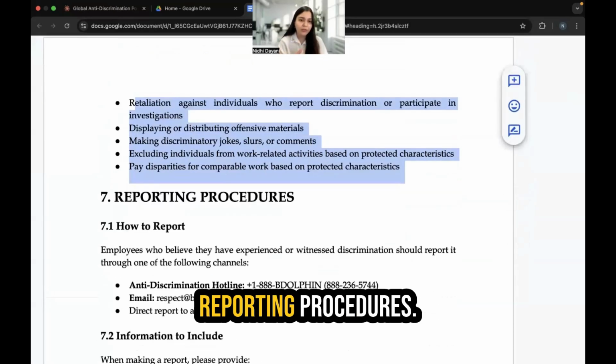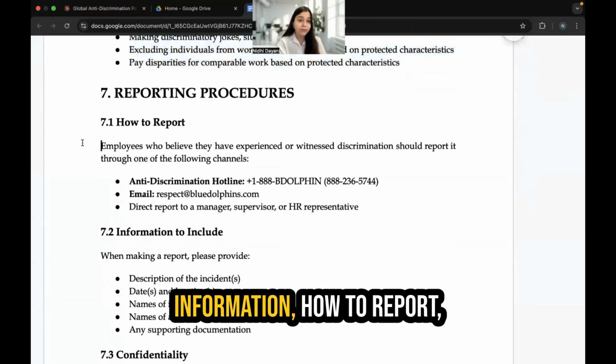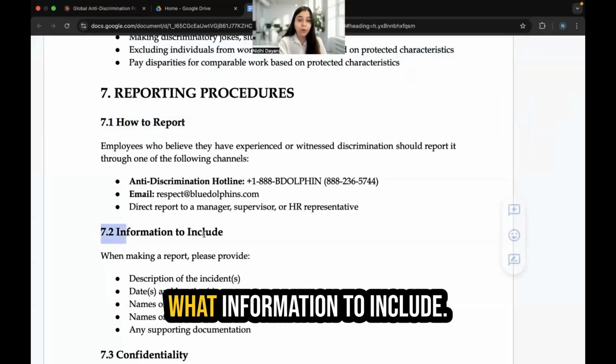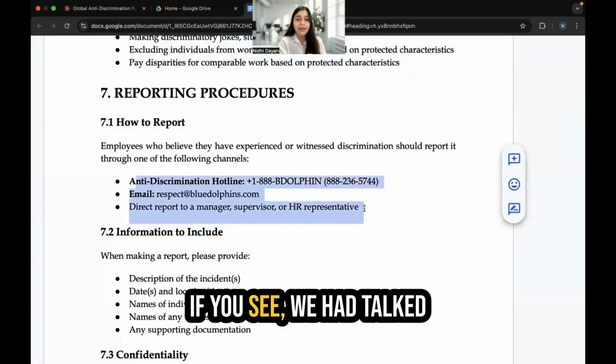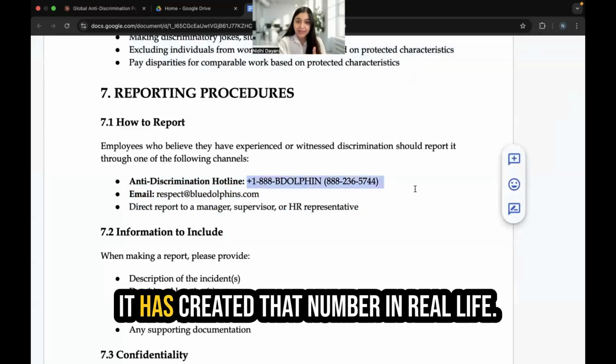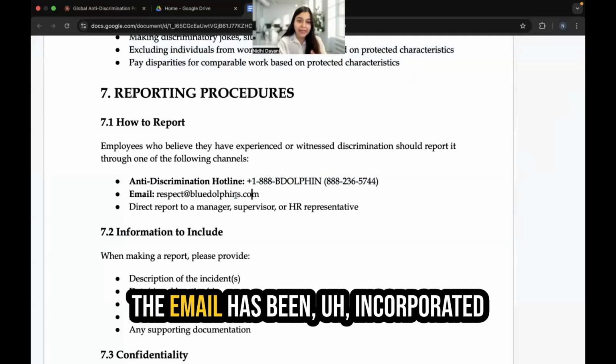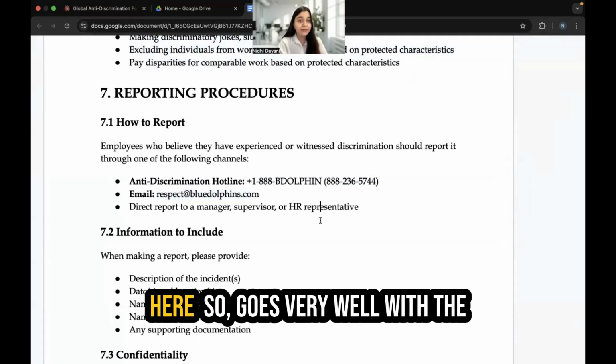Then we move on to reporting procedures. So how to report, what information to include. If you see, we had talked about a hotline and email. It has created that number. In real life, of course, you put out your real number. The email has been incorporated here. So goes very well with the policy.